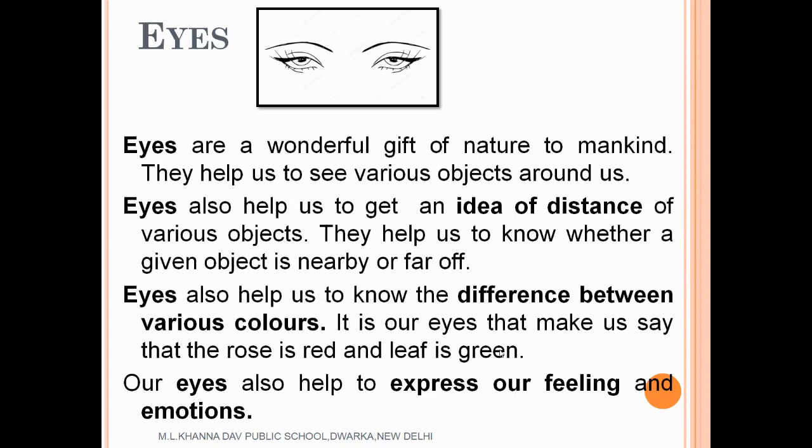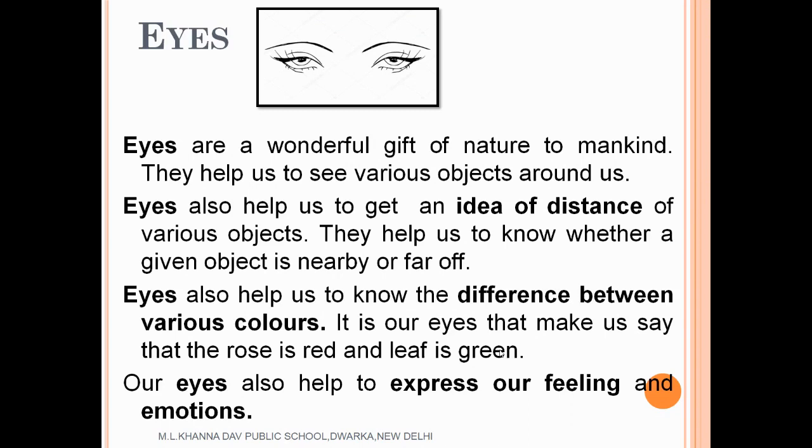Eyes are a wonderful gift of nature to mankind. They help us to see various objects around us. Eyes also help us to get an idea of distance of various objects. They help us to know whether the given object is nearby or far off. Eyes also help us to know the difference between various colors. It is our eyes that make us say that rose is red and leaf is green. Our eyes also help us to express our feelings and emotions.